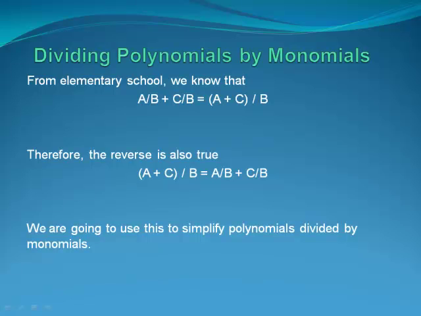Dividing polynomials by monomials. From elementary school, we know that a divided by b plus c divided by b is equal to a plus c divided by b. Now, I'm going to write that out in a little better fraction form. A over b plus c over b is the same as, when you're adding fractions, combining that fraction into a single fraction over that common denominator and adding your numerators.